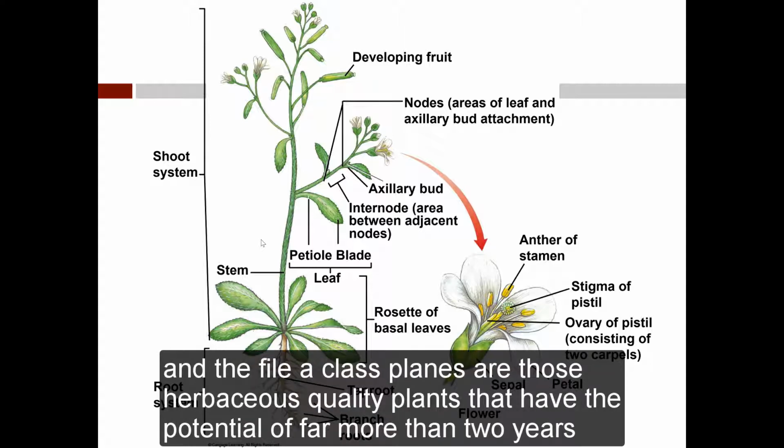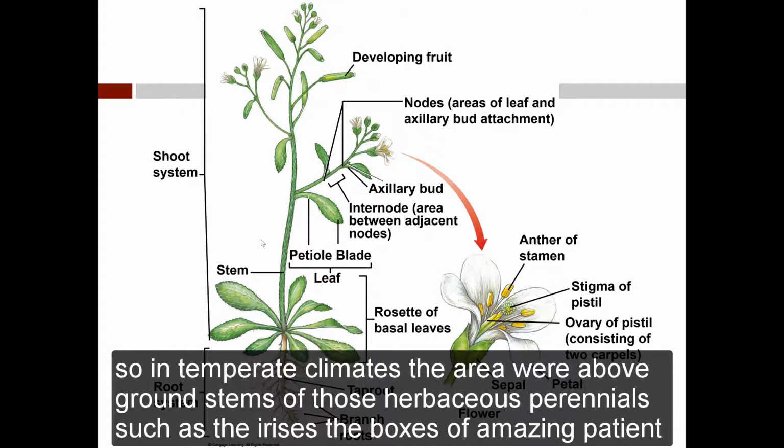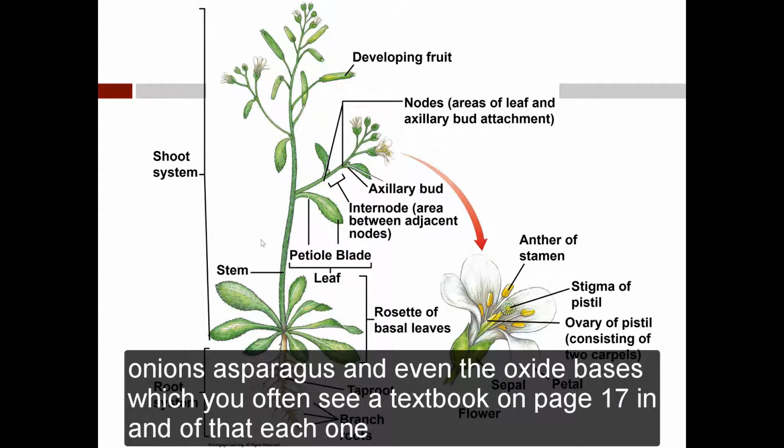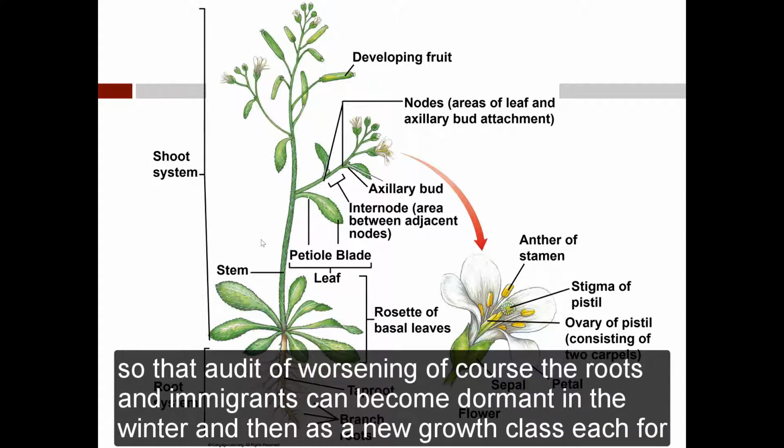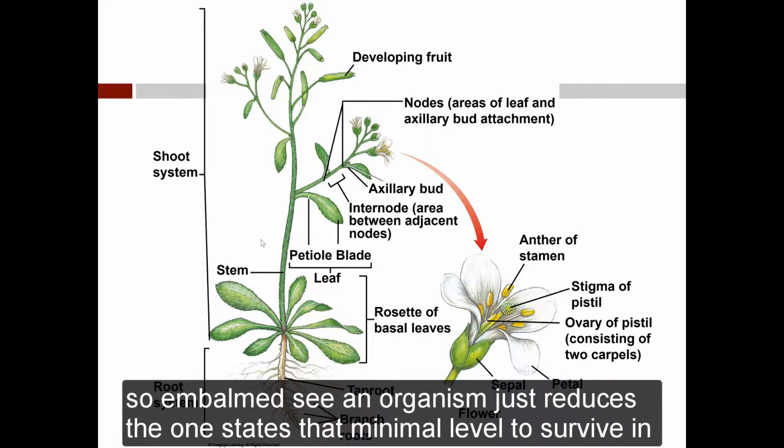And then finally, class, perennials are those herbaceous or woody plants that have the potential to live for more than 2 years. In temperate climates, the aerial or above ground stems of those herbaceous perennials, such as irises, rhubarb, which is an amazing taster, onions, asparagus, and even the ox-eye daisies, which you can see in your textbook on page 710, die back each winter. Their underground parts, being the roots and the underground stem, become dormant during the winter, and then they send out new growth, class, each spring. In dormancy, an organism reduces its metabolic state to the minimal level needed to survive in unfavorable conditions.